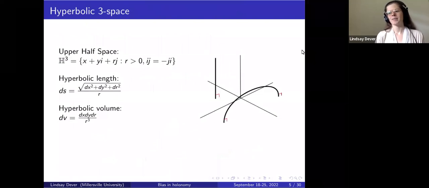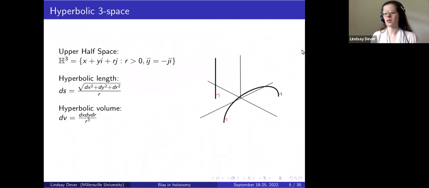Okay. So now I want to get into some of the hyperbolic geometry, so we can get to see how equidistribution and bias plays out for this holonomy parameter. Okay, so I'm working in hyperbolic 3 space. So one way of representing this is the upper half space model, where you have a complex number, so you have x plus iy, and then you add a positive height r. And we give this the non-abelian multiplication, where ij is equal to negative ji. So you can think of this as a subset of the Hamiltonian quaternion algebra.